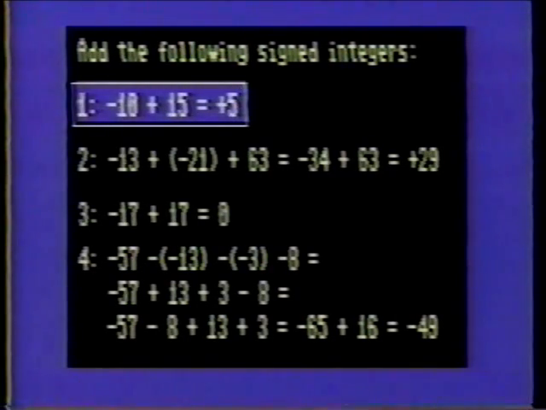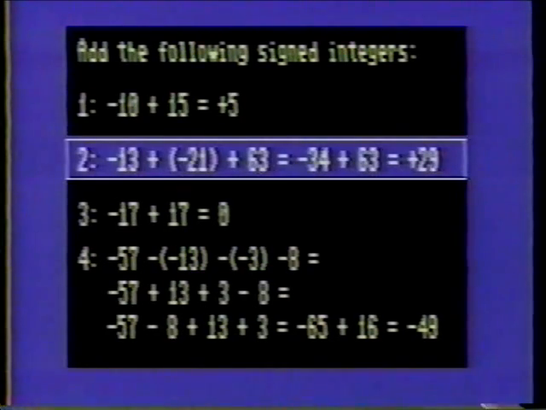Following signed integers. Number 1. Negative 10 plus positive 15 is positive 5. Number 2. Negative 13 plus negative 21 is negative 34. Now the equation is read as follows. Negative 34 plus 63 is positive 29.